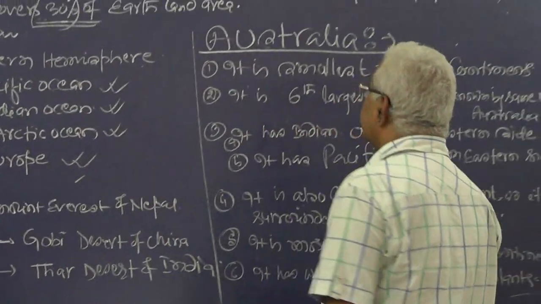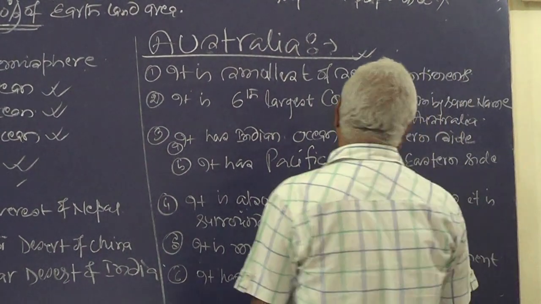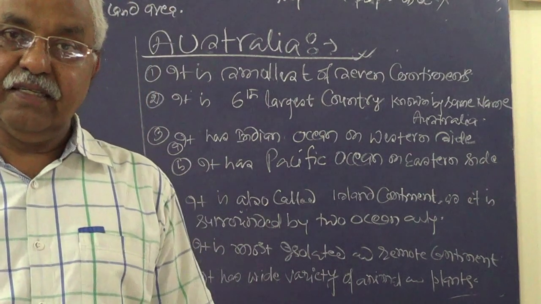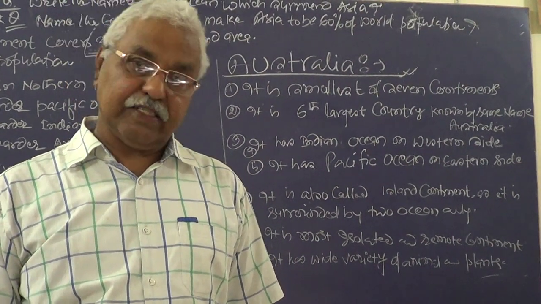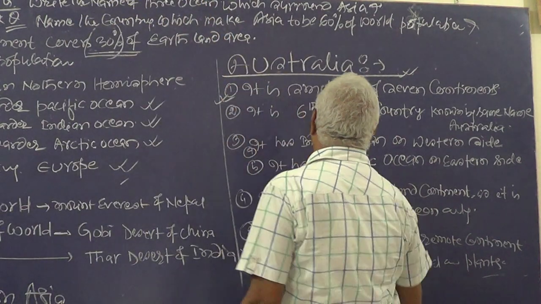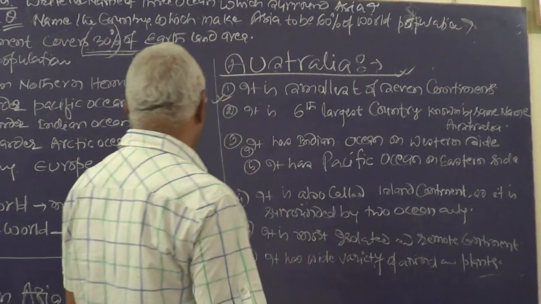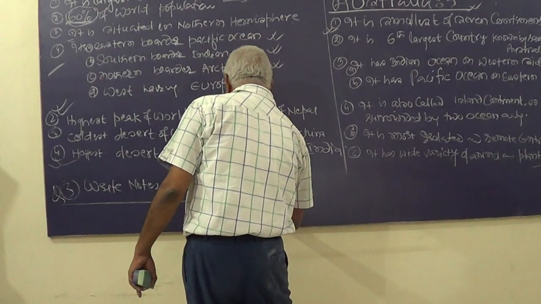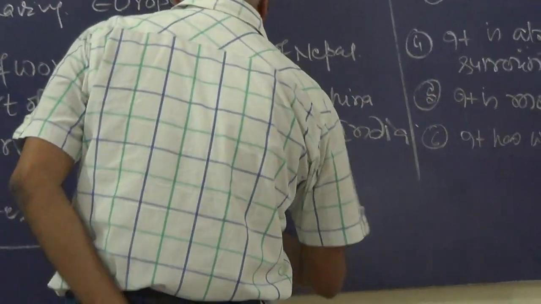Now, Australia. I will tell you about Australia. It is the smallest of seven continents. You know that the world has seven continents? The complete earth surface of the world is divided into continents. So it is the smallest of seven continents. Australia is the smallest continent. So then I ask you a question, question number four.